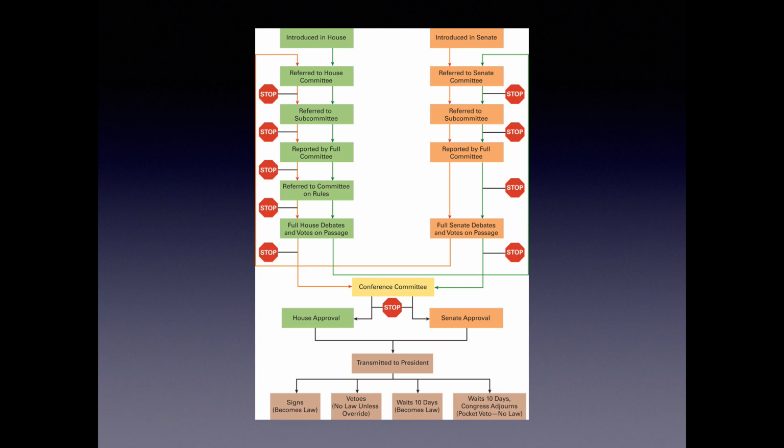In order for a bill to become a law, it has to pass both the House and the Senate with identical language, and then it has to go to the president for his consideration. Now, once it goes to the president, he can either sign it, and it becomes law. He can veto it, and it does not become law unless overridden. We'll talk about vetoes and overrides later.